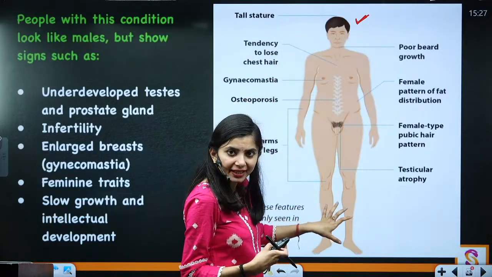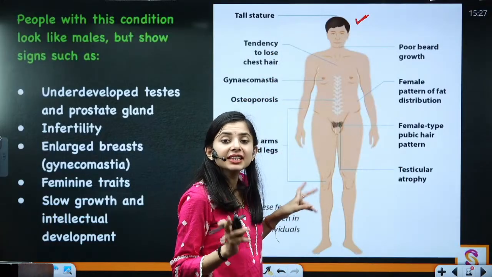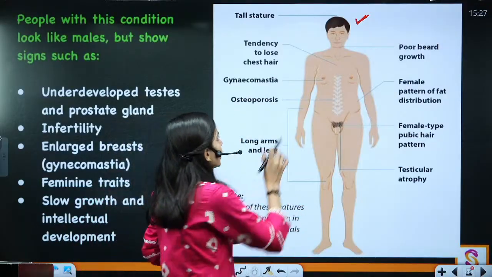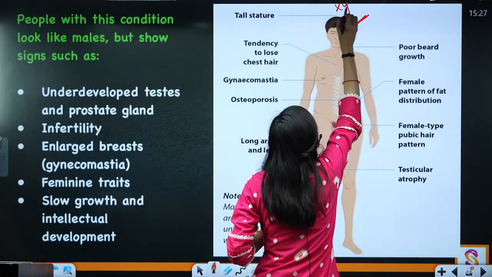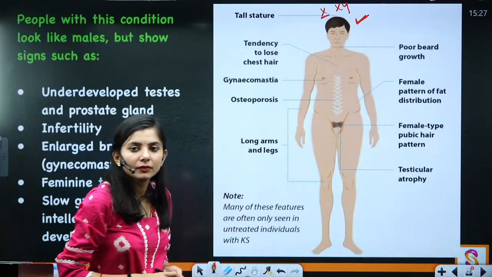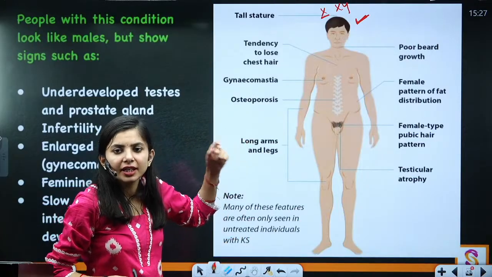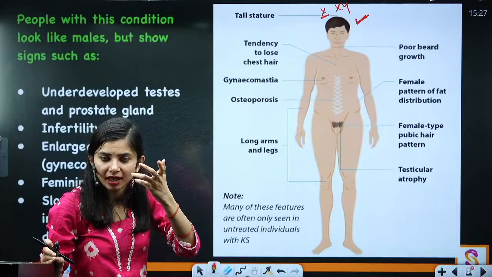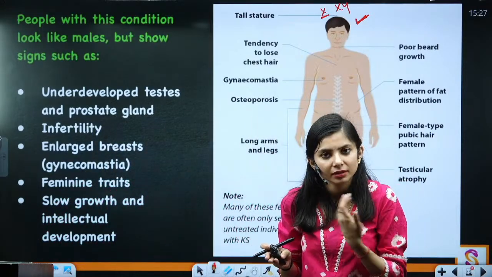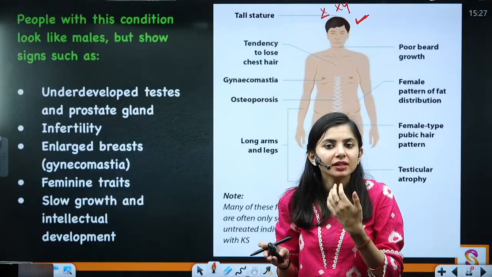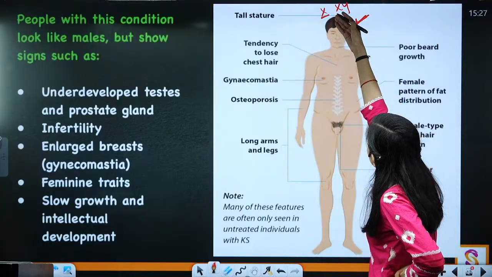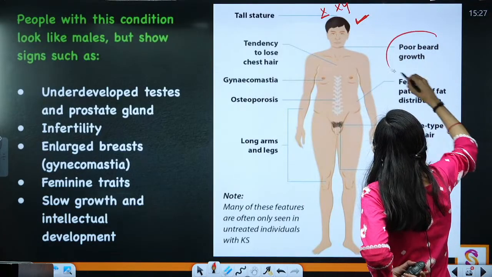Phenotype seems to be like a male, but these males have one extra X. Ideally for a male it should be XY, but because it's Klinefelter syndrome, one X is extra here, and that extra X is showing some feminine characteristics. How? The main difference between a male and a female is beard growth. A female does not have beard growth, but here, because they have one extra X, their beard growth is also poor.